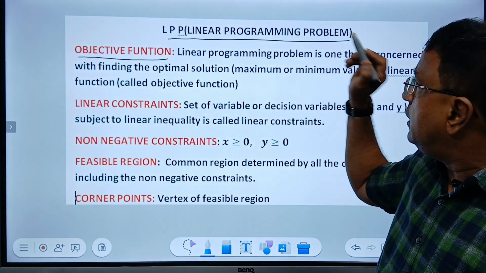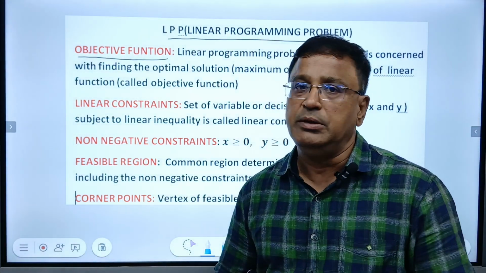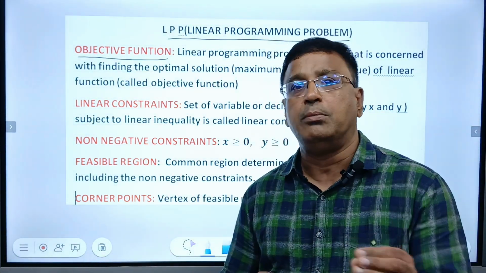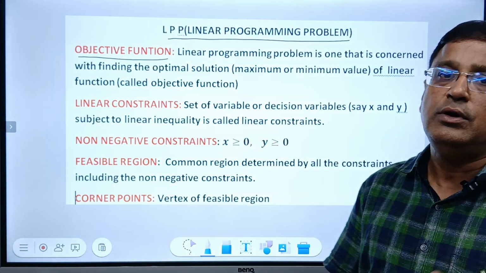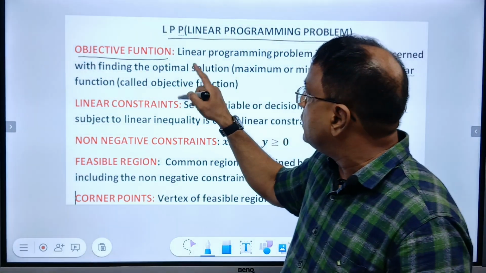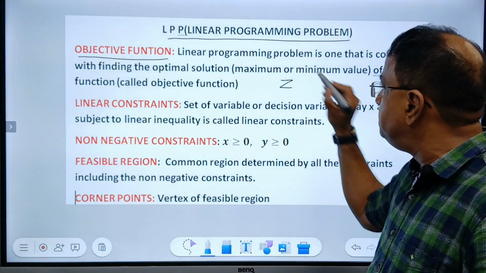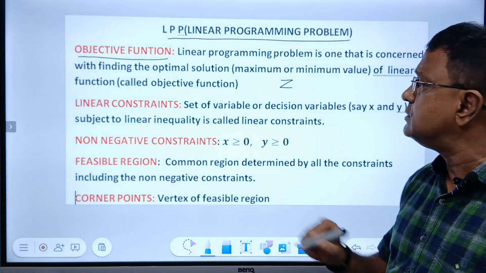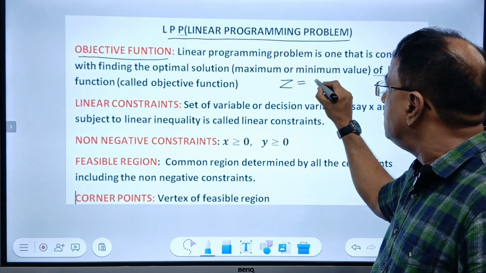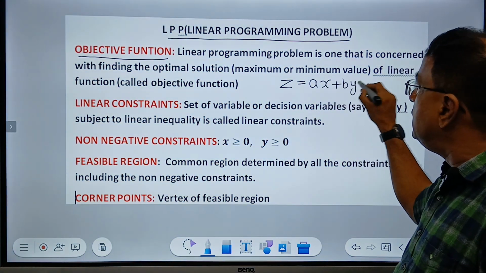Now in the objective function, you will have either maximize or minimize. You have to optimize a problem. Either you maximize the profit or minimize the cost. So we have an objective function. An objective function is always denoted by z, which is nothing but ax plus by. It's a linear equation.